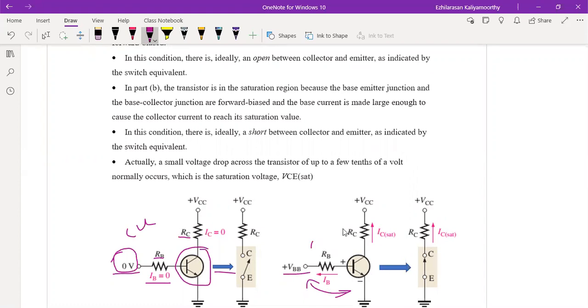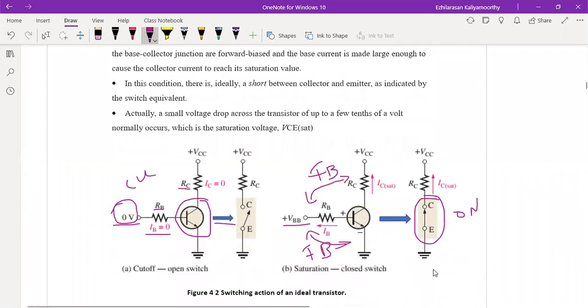See now when it is in the saturation region, both are in forward bias. This as well as this, both are in forward bias. Then automatically I can say the base current is made large enough to cause the collector current to reach its saturation value. When it is done, ideally that will be a short circuit. We can see this is the short. If it is short, then I can say it is indicated by a switch equivalent. This is off, this is on.